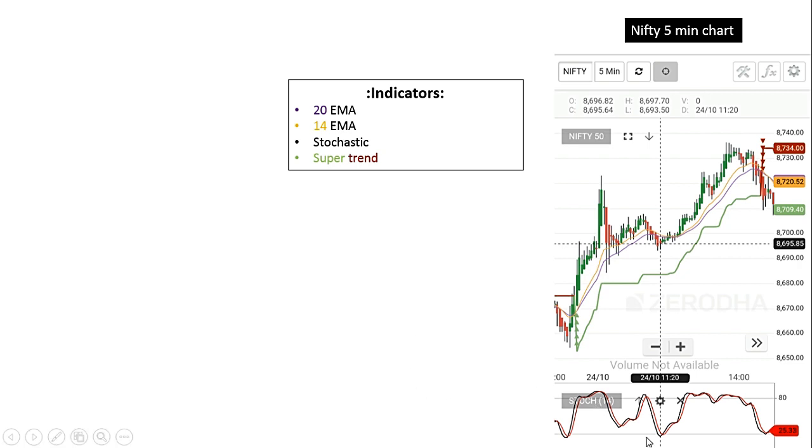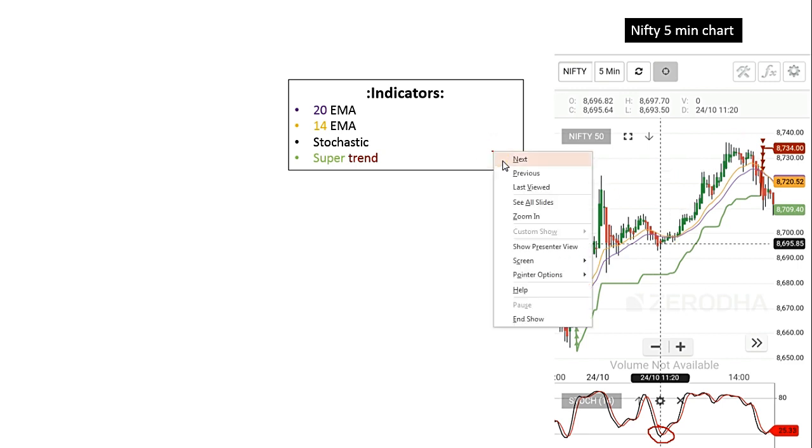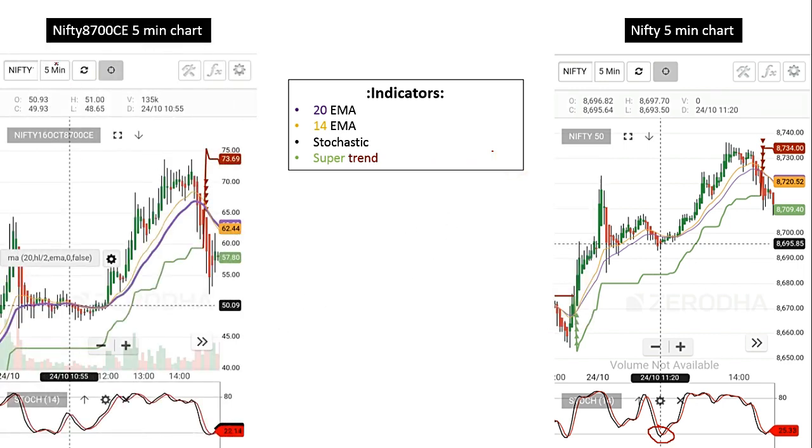Here you can see, at this point, the stochastics has hit the low of 20 at 11 AM. Well, based on this was a point where you need to enter either the 8,700 call or the 8,800 call. Well, the Nifty is heading towards the bullish side. We need to enter the call, as the first rule is to trade along the trend.